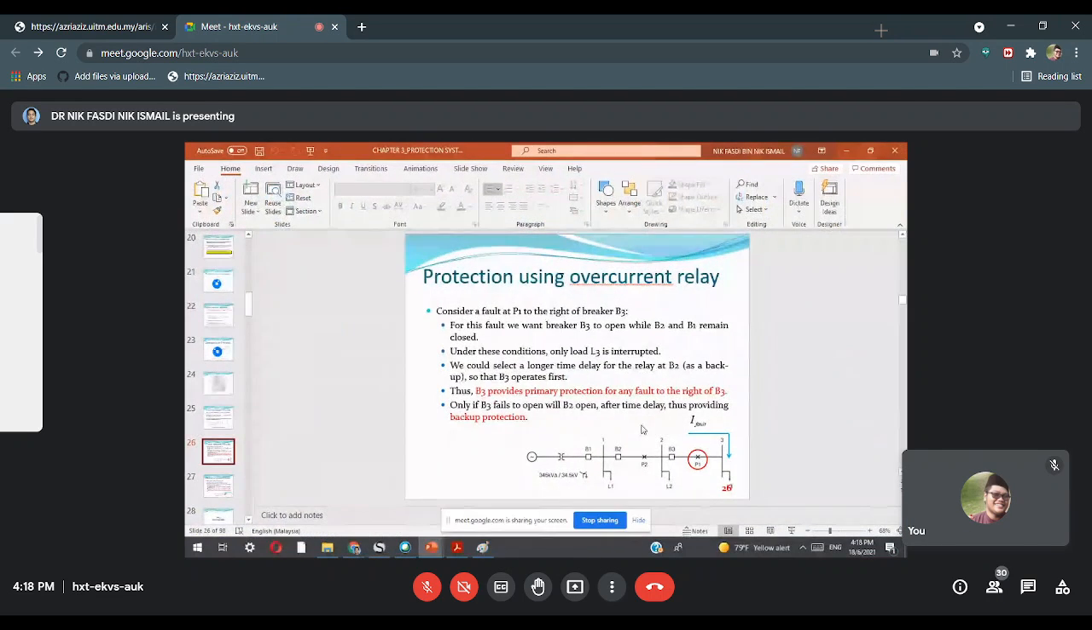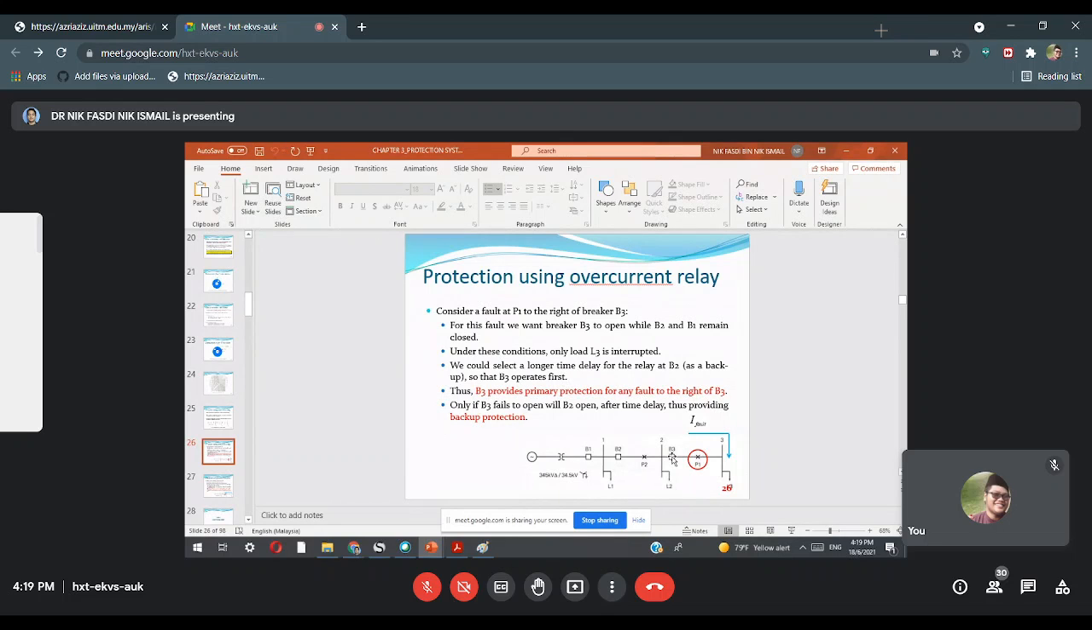Okay. So do you understand what happens here? Again, a fault at P1. What happened? We only want to isolate this load L3. So we don't want L1, L2 affected by the fault. We want this one to trigger first, B3 to open, and B2 and B1 remain closed. If they are closed, current can flow, which means they are not interrupted.